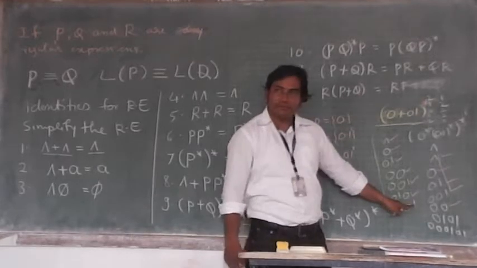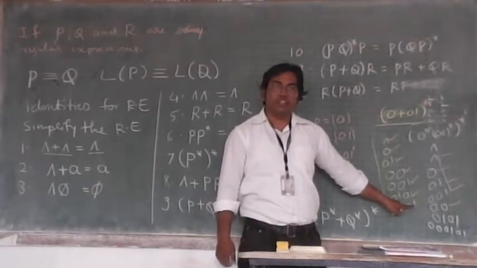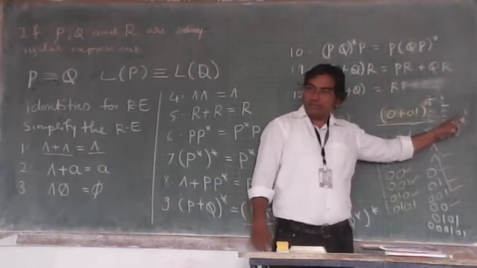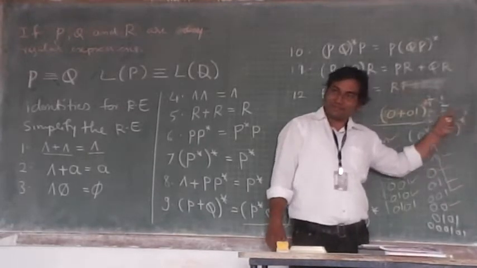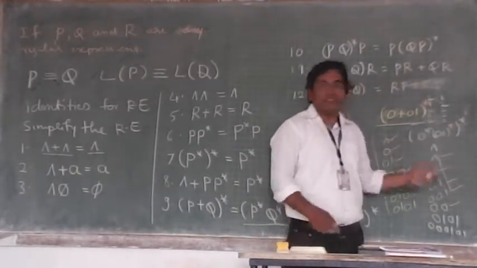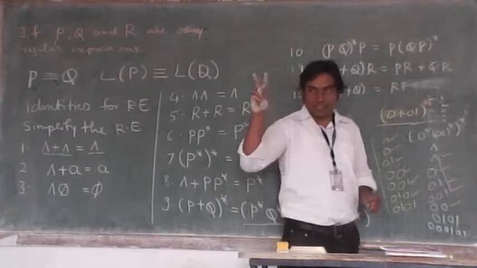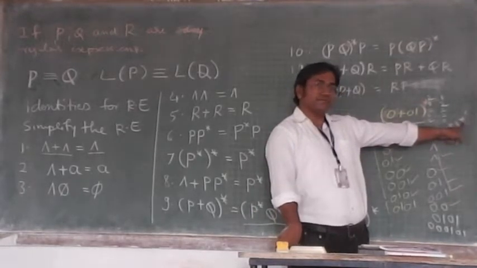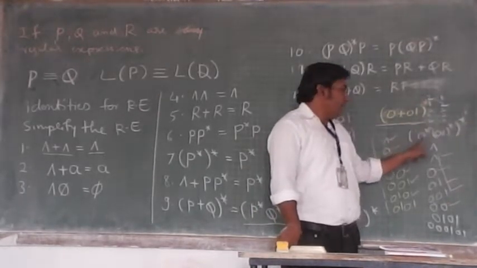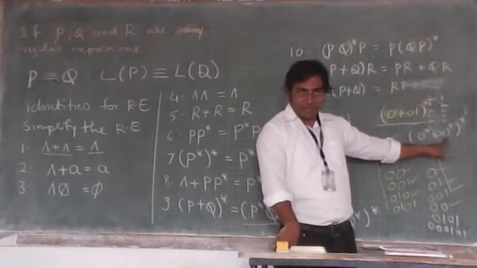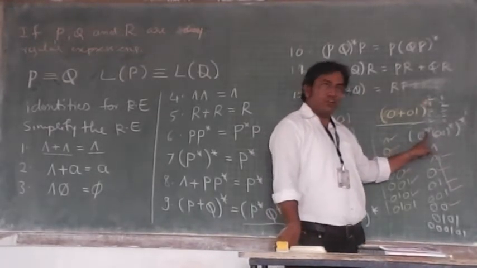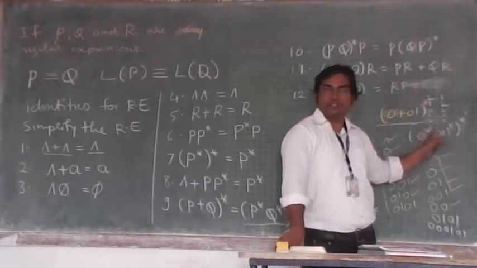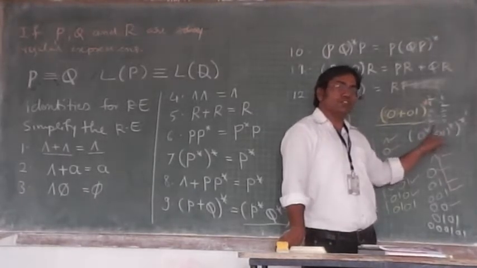0 1 0 1. How could I get 0 1 0 1? How can I have 0 1 0 1? There are two ways. I can consider this star as a 1 and enter into this particular bracket where I consider this star as a 0, and this 0 1 I will run two times. I consider this star as a 2. So 0 1 0 1 I will get.